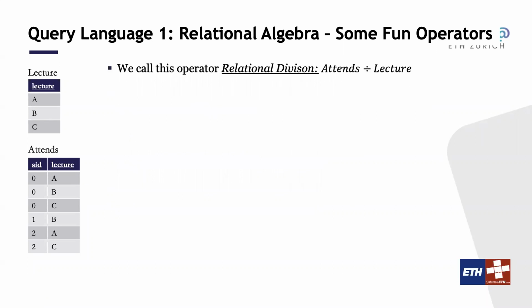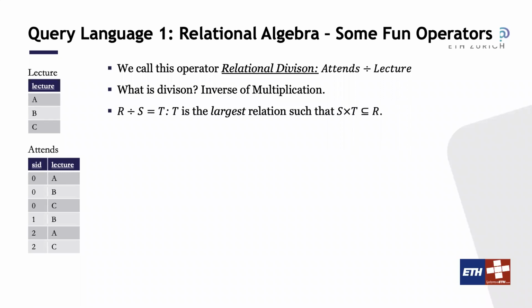So why do we call that division? We need to go back to what division really is. Division is the inverse of multiplication. And when we are talking about relations, the multiplication is cross product. So essentially, we are trying to define an inverse operator for multiplication, or cross product in this case.